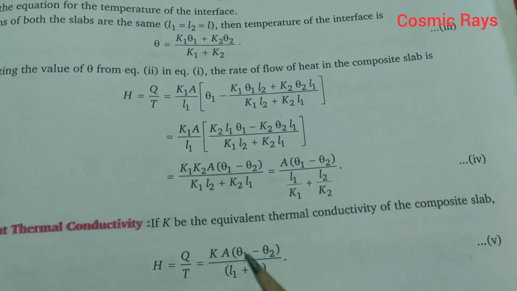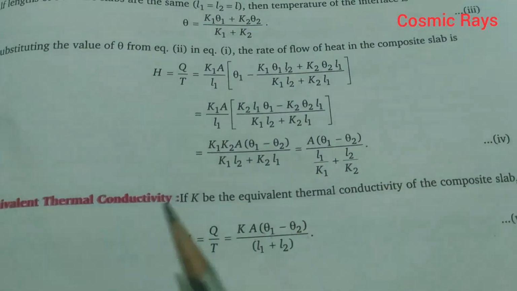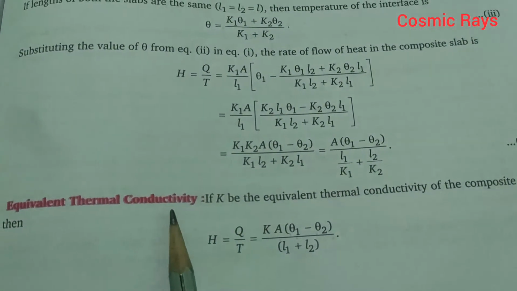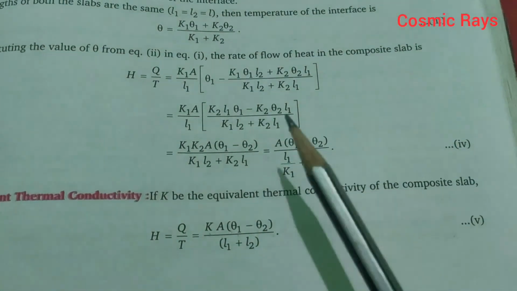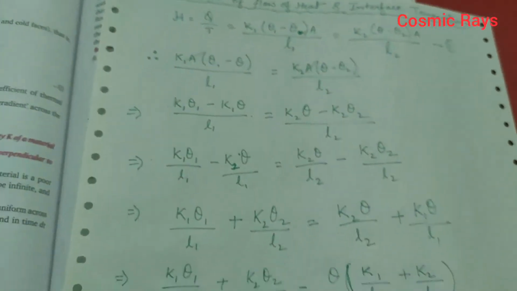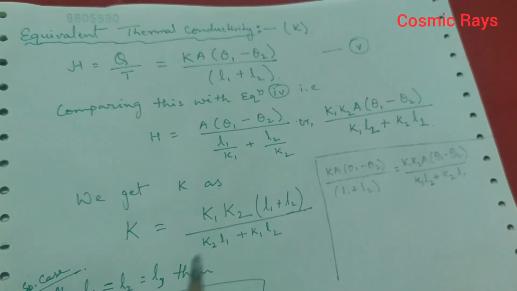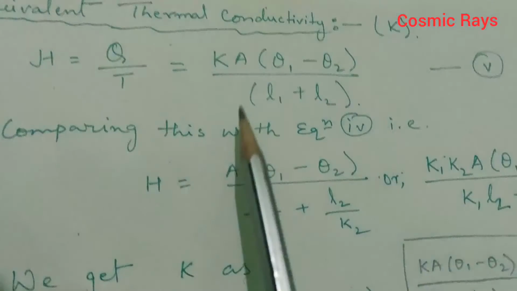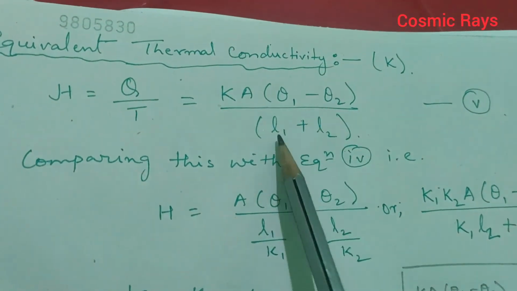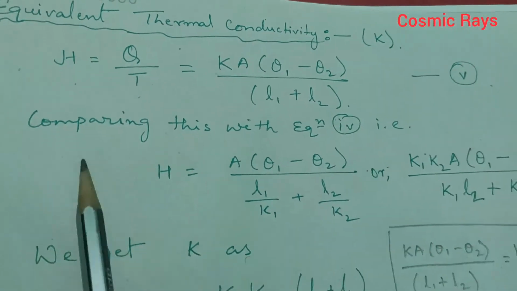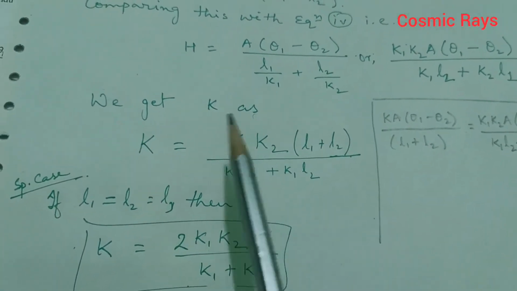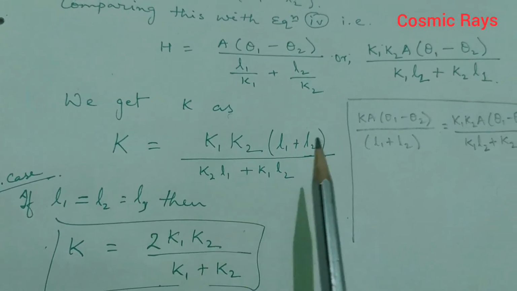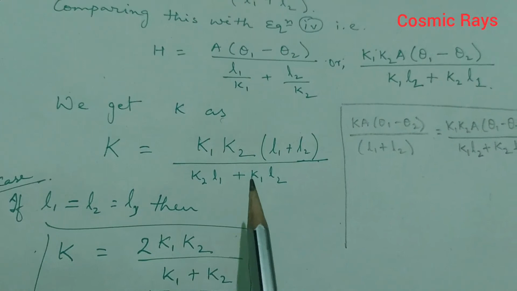Now we compare equation 4 and 5 to find out the value of equivalent thermal conductivity. What is equivalent thermal conductivity? That is denoted by the term K. So we compare equation 4 and 5. So here we use the equation H equal to Q upon T, so KA (theta 1 minus theta 2) upon (L1 plus L2). This is equation 5. Comparing it with equation 4, that is this equation, we get the value of K as K equal to K1 K2 (L1 plus L2) upon (K2 L1 plus K1 L2).